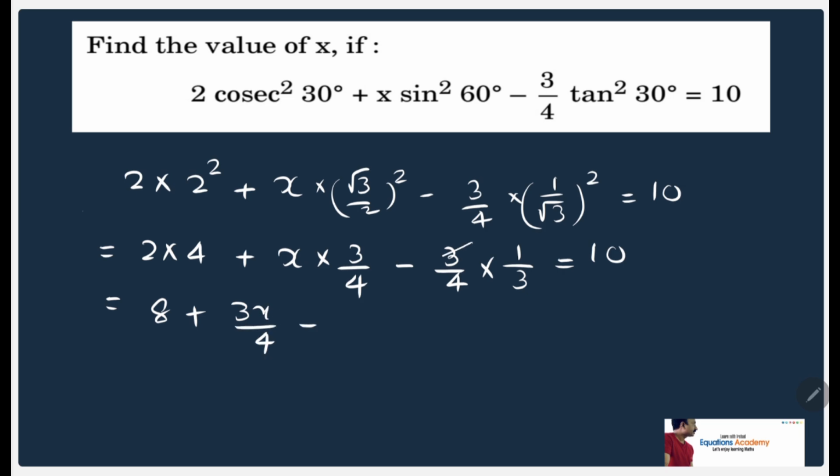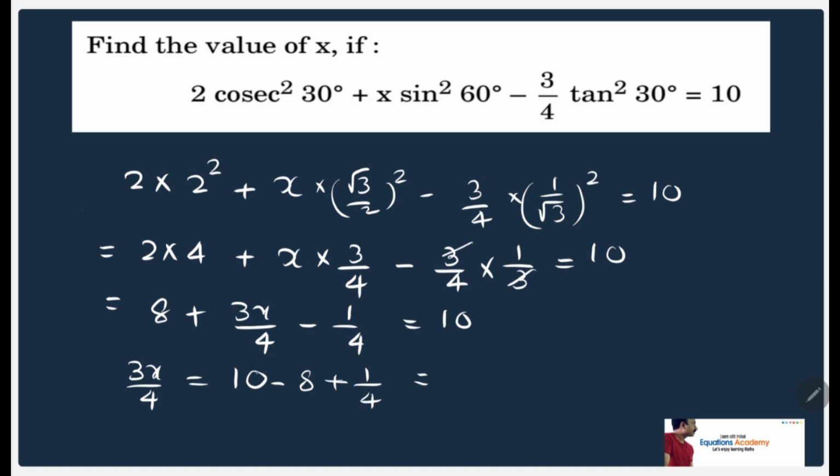We can cut this 3 and this 3. So we will get 1 by 4 is equal to 10. Therefore, we can write 3x by 4 is equal to, right side there is 10, left side 8 when it goes to right it will be minus 8, then left minus 1 by 4 when it goes to right it will be plus 1 by 4. So we get 10 minus 8 plus 1 by 4.